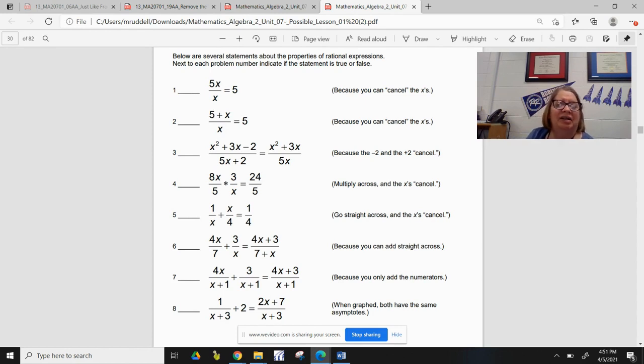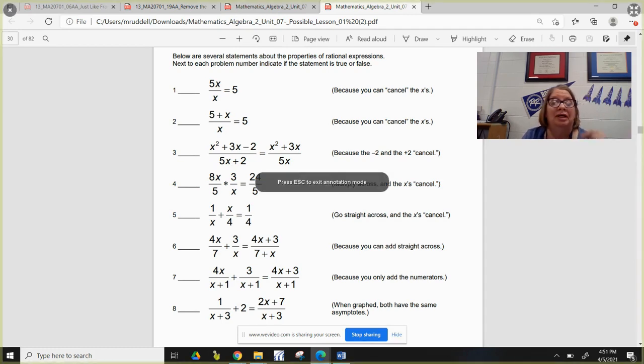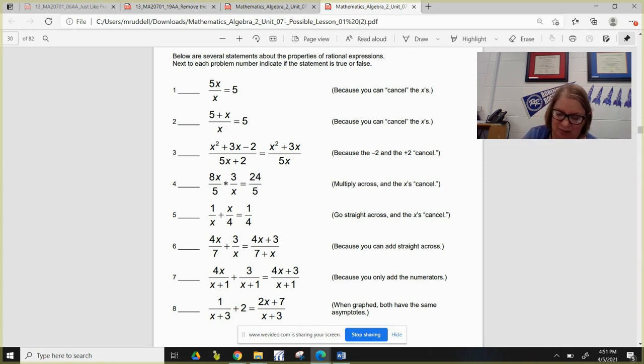Number 1 says 5x divided by x equals 5, and it says because you can cancel the x's, and that is true. In this case, because the 5 and the x are multiplied, you can cancel one without the other. So that one is true. You can cancel those x's.